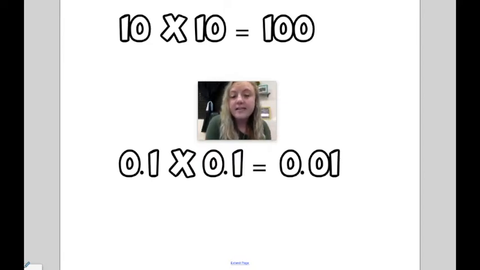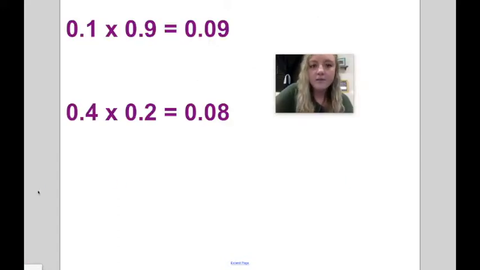So 10 times 10 is 100, right? Well, a tenth times a tenth is a hundredth, okay? So let's take a look at a couple of examples to explore more about how a tenth times a tenth is a hundredth. Here I have a couple of examples.